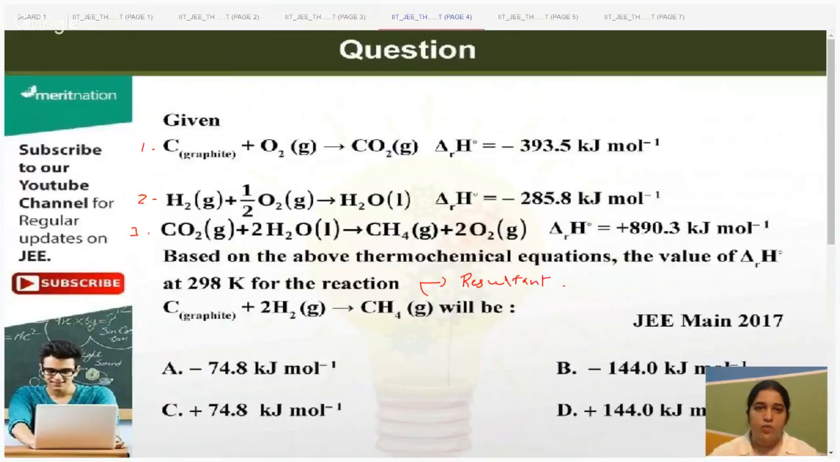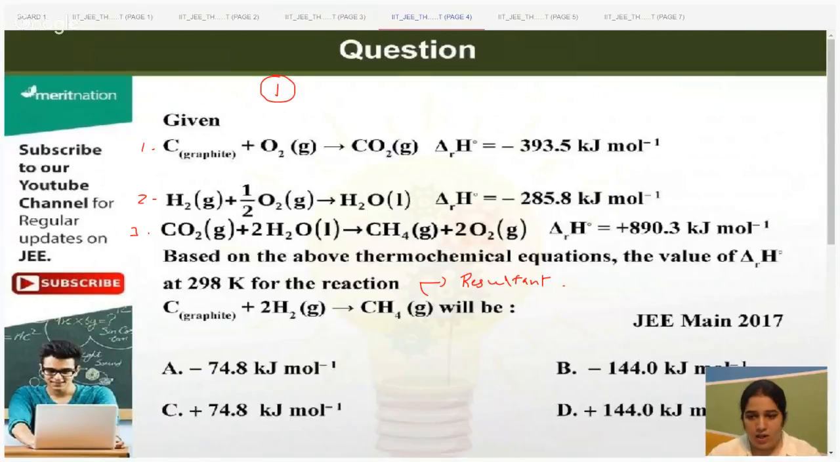So we need to perform certain mathematical operations so that we get the required reaction. How can we do that? We will just look at it very easily and quickly. We want carbon graphite on the left hand side. I have carbon here on the left hand side. So that means I have to write equation 1 just like this. We don't need to subtract it.